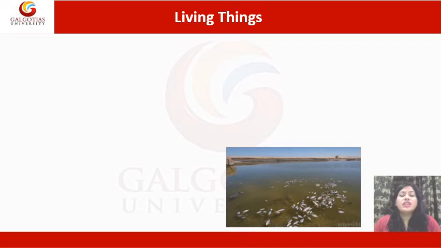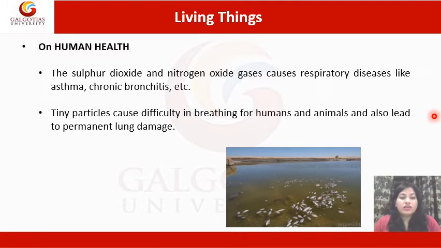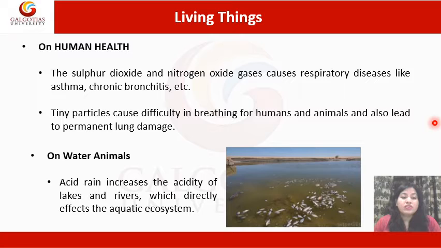Now, let's see the effects on living things, on human health. The sulfur dioxide and nitrogen oxide gases cause respiratory diseases like asthma, chronic bronchitis, etc. Tiny particles cause difficulty in breathing for humans and animals and also lead to permanent lung damage. On water animals, acid rain increases the acidity of lakes and rivers, which directly affects the aquatic ecosystem.